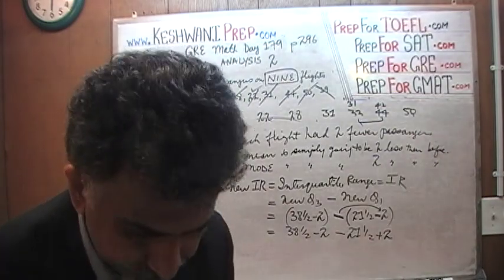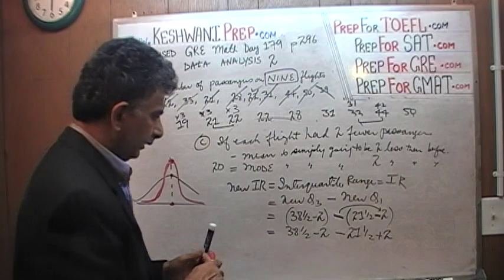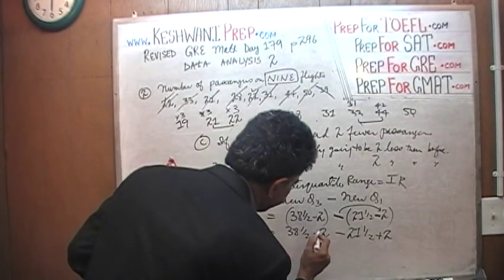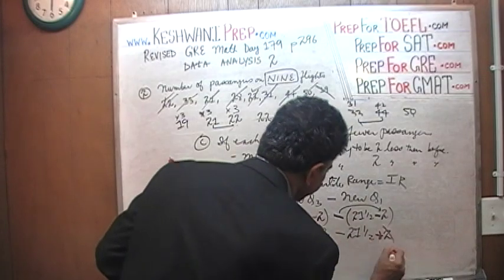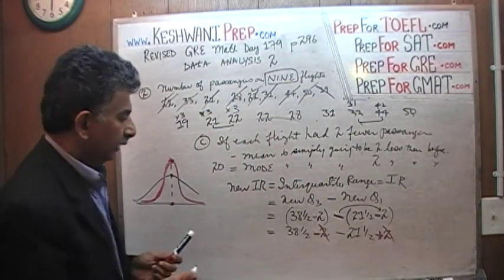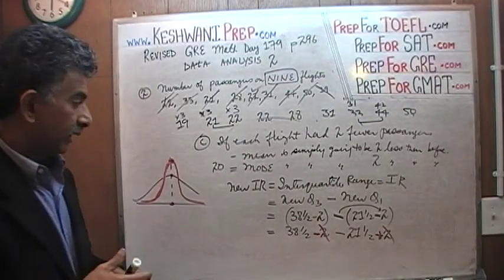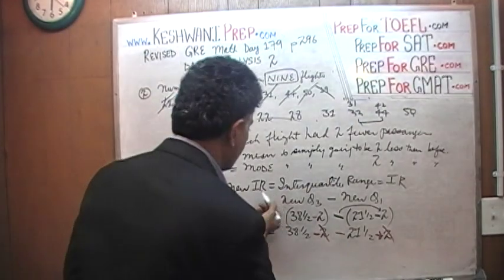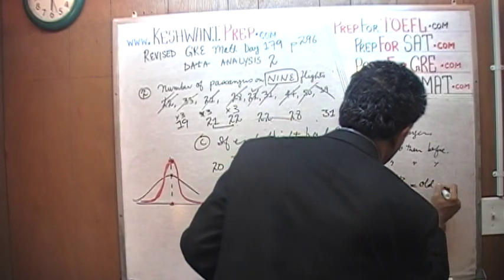And what happens? This negative 2 and this positive 2 cancel each other out. And therefore, it's just 38.5 minus 21.5, which is the same as the old interquartile range. The new interquartile range is the same as the old one.